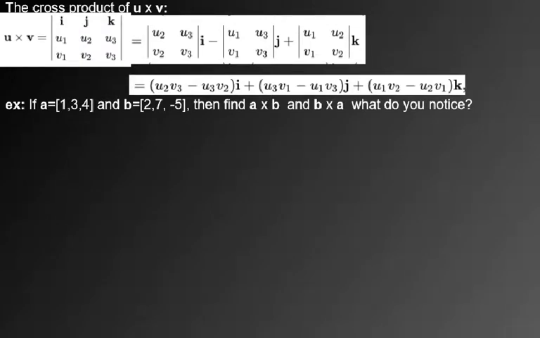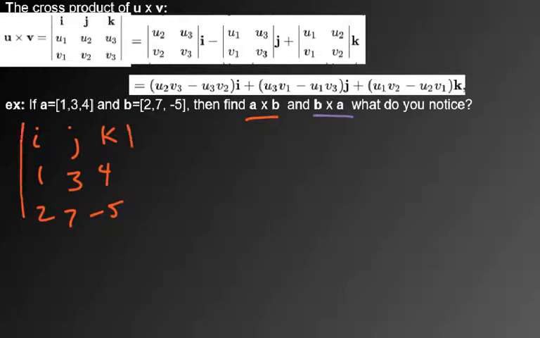Okay, so let's solve one of these. I want to actually do 2 things. I want to do A cross B and B cross A. So if I was going to do A cross B, I'm going to put i, j, k in, okay? And then A is 1, 3, 4. B is 2, 7, negative 5. And I'm just going to compute my determinant.